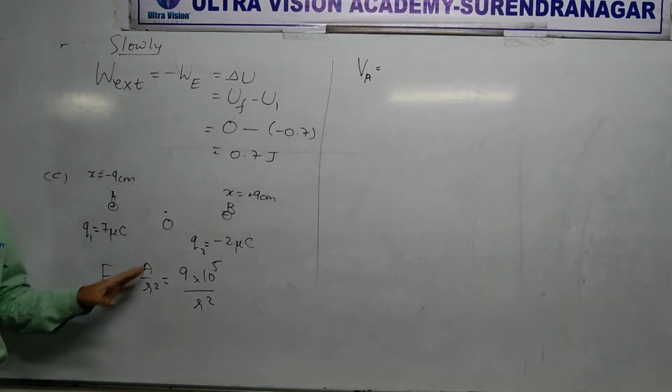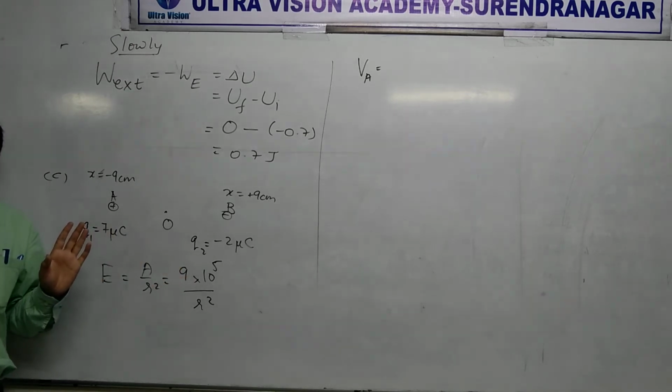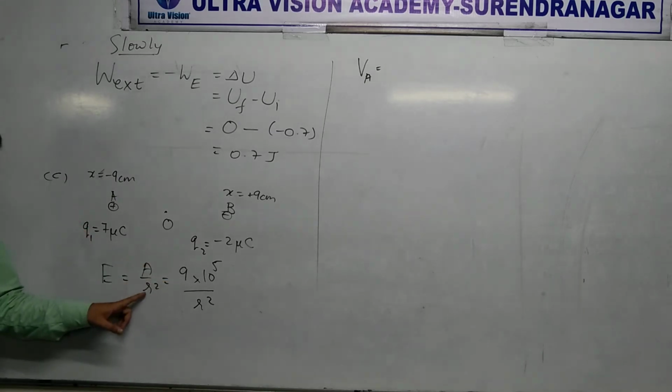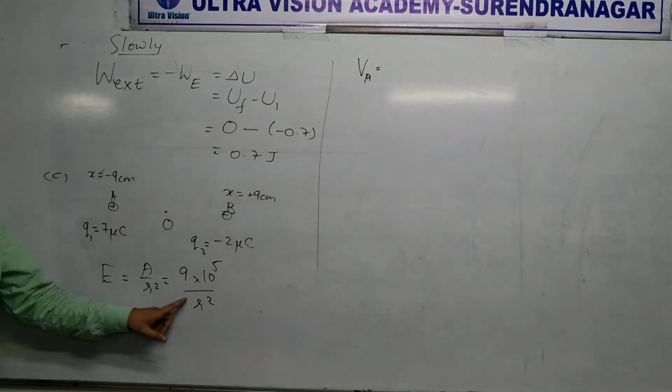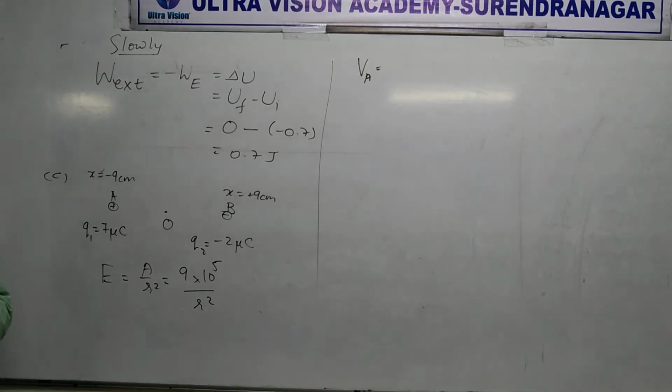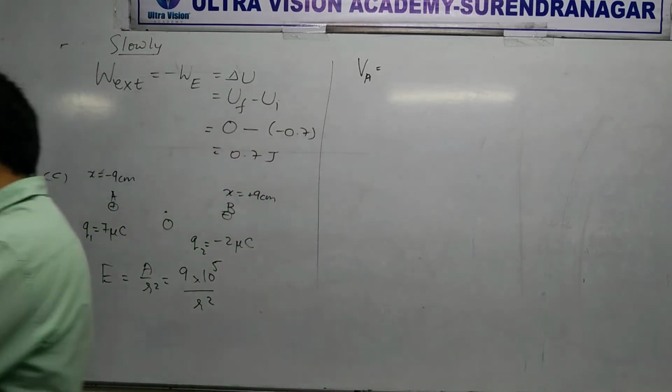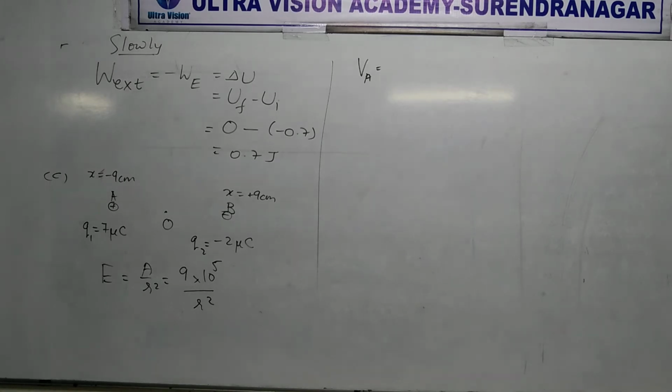Do you realize that this is just like KQ by R square? Yes or no? Some constant times 1 by R square. There is only one problem though. In the question, it is not mentioned from which point you have to measure distance R. So we'll have to write a sentence in the question. There is a little mistake in the question. Write that R is to be measured from origin. Understood what I said?